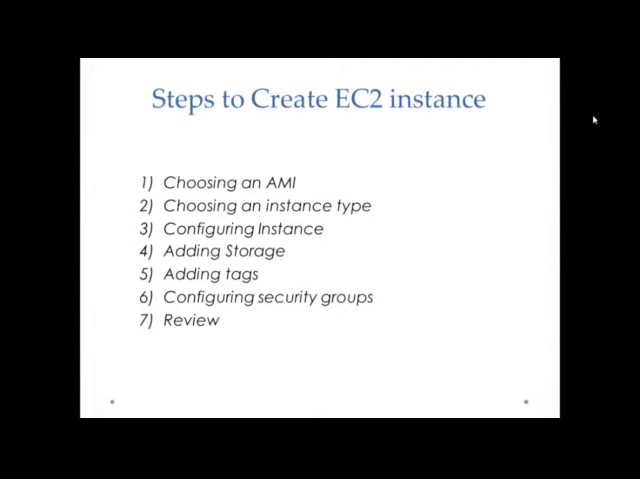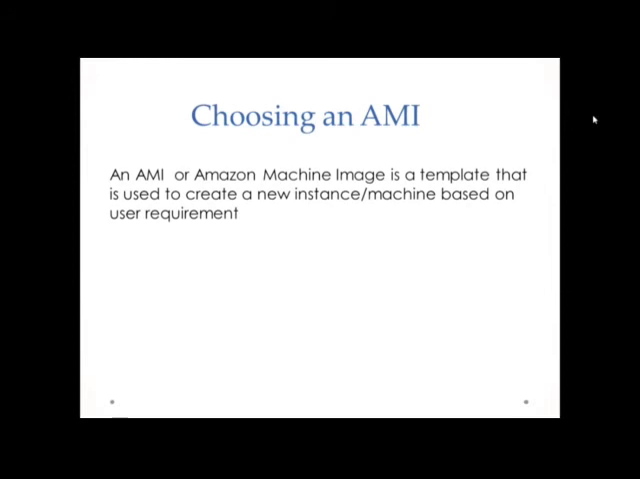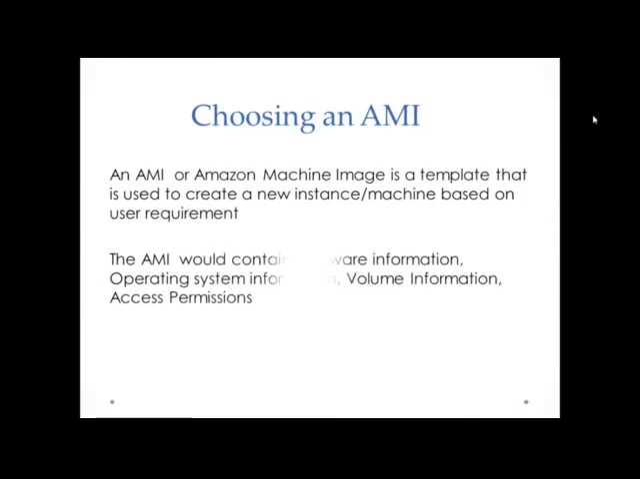So begin with choosing an AMI. An AMI, Amazon Machine Image, is a template that is used to create an instance or machine based on user requirement. The AMI would contain software information, operating system information, volume information, access permissions. AMIs are of two types: predefined AMIs and custom AMIs. Predefined AMIs are created by Amazon and can be modified by the user. And the custom AMIs are created by the user. They can be reused.